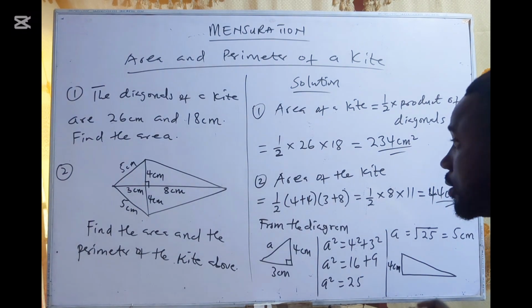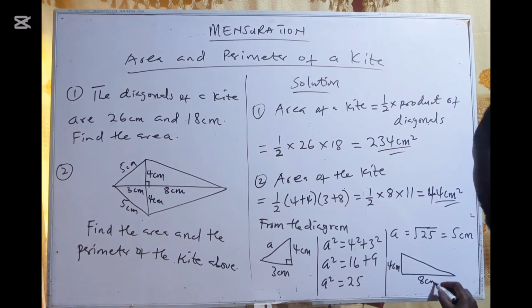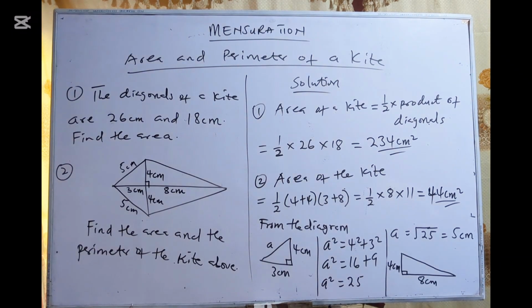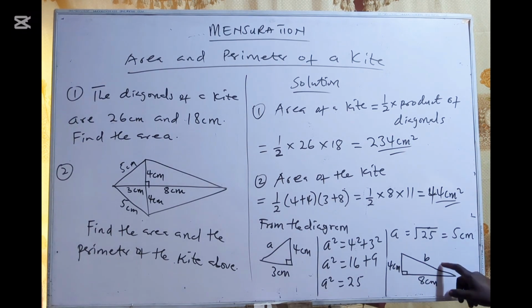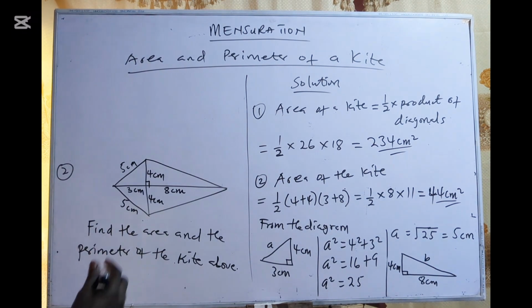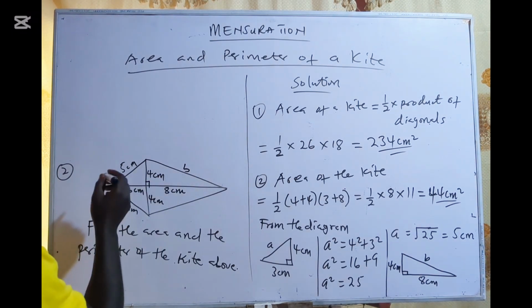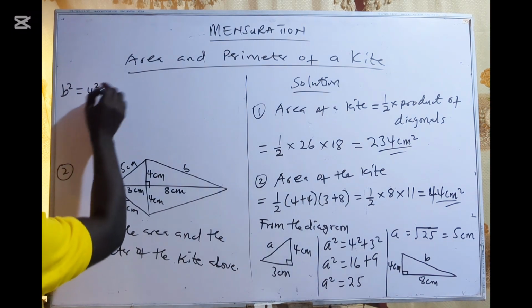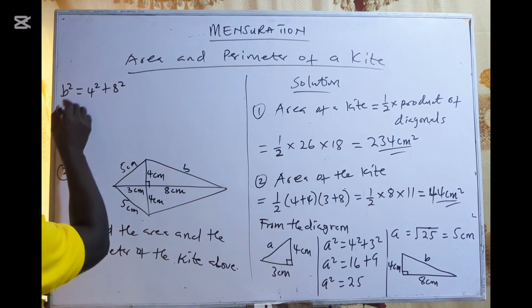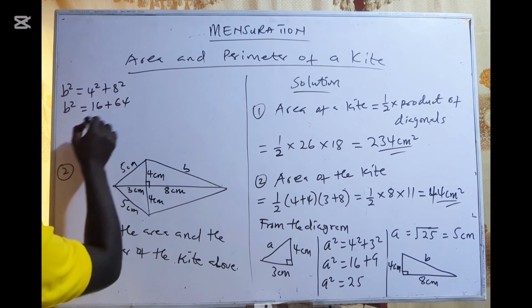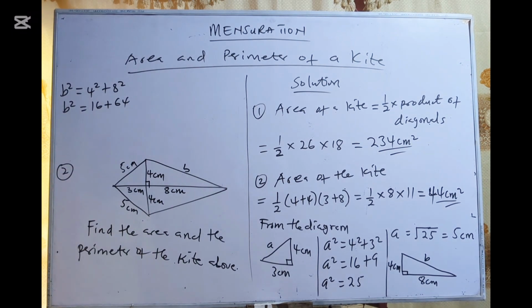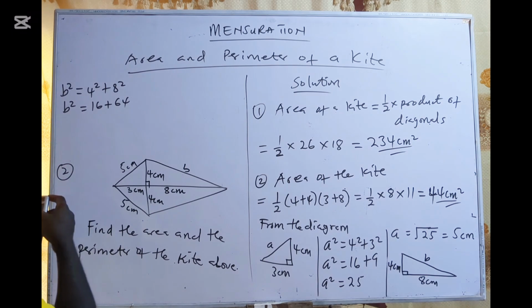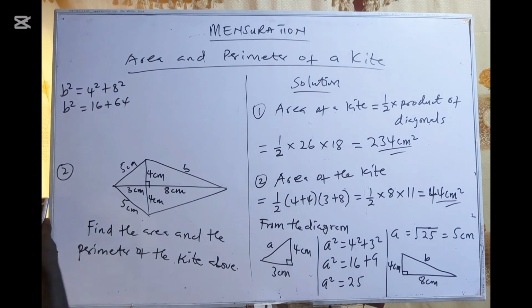So with that particular side too, here is 4 centimeters. And I have 8 centimeters. Okay, so I also use the Pythagoras theorem. Let me call this side B, and find this particular side. Alright. So what can I say? Here is B. I can say B square, this side becomes the hypotenuse, equal to 4 square plus 8 square. What is 4 square? 16. 8 square, 64. So what is 16 plus 64? That will give us 80.